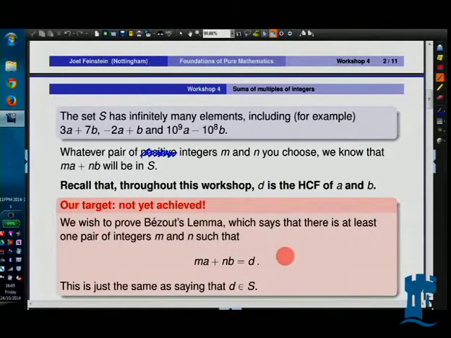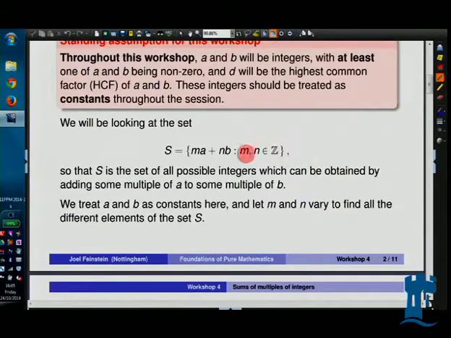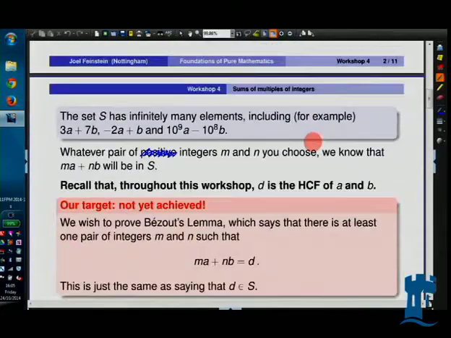Now that's another way of saying that D is in that set, because S is the set of everything you can get of the form ma plus nb. So all we're saying here is that D is supposed to be in that set S we had before. What was S? S is a set of everything you can get in the form ma plus nb, where m and n are integers. And Bézout's lemma is saying that D is in this set. There is a pair of integers m and n that work so that ma plus nb gives you D.